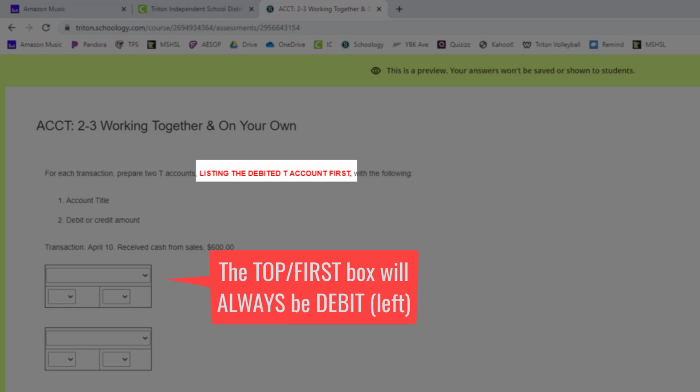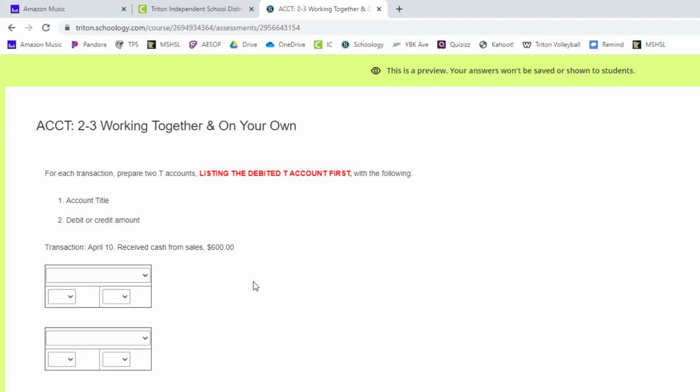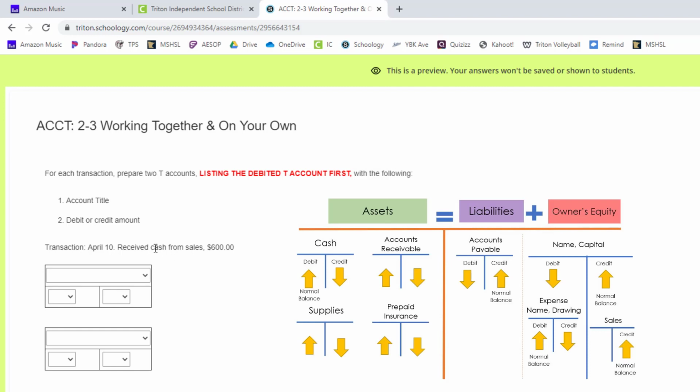So here's our transaction. It says April 10th, received cash from sales. So my first keyword here is cash, and my second keyword here is sales. I know that cash is an asset, and an asset increasing is a debit. So that can go on the top. So cash is a debit. Debits are on the left, and I will mark that as $600.